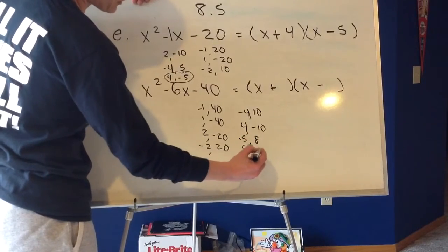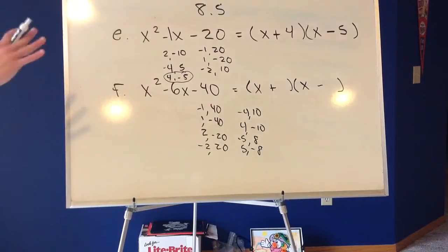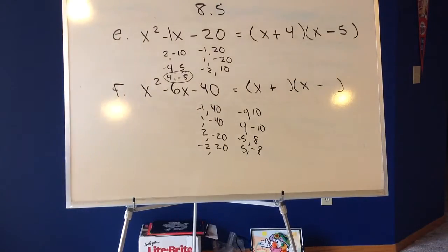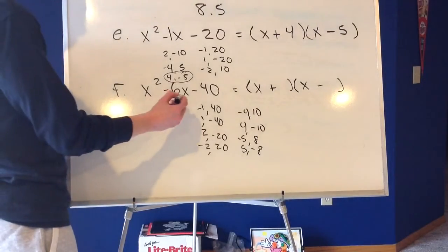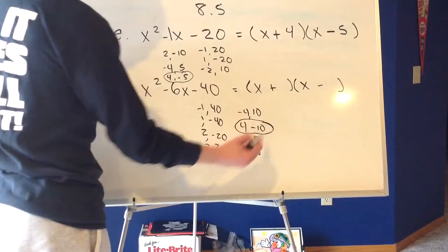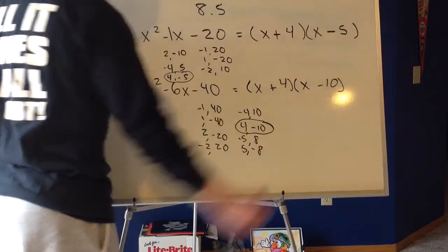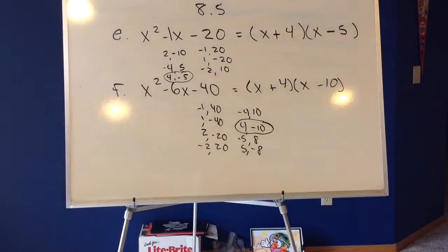And you don't have to list these all the time. If you can think through them in your head and come up with them, they do not have to be listed. You may want to initially, but hopefully you get to the point where you don't need to. So I'm looking for which combination adds to a -6. It would be this combination right here. So I want a +4 and I want a -10 as my final answer.